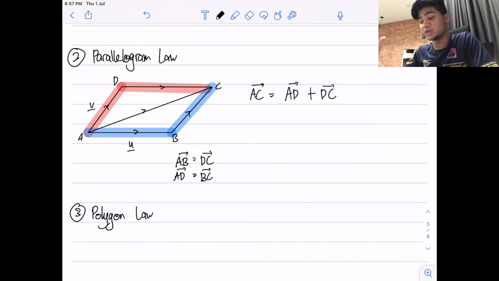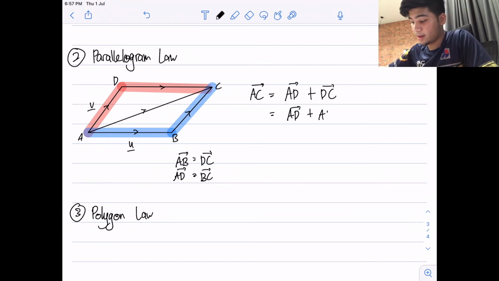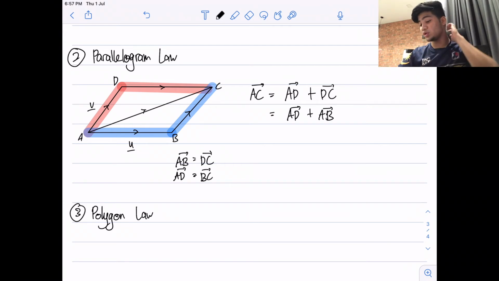So it doesn't matter which one you choose. I could just say AC also equals vector AD plus vector AB because we already know the parallelogram law. You don't actually have to state this during exams, but just knowing it will make your working easier. So we already know that vector AC will be equal to vector U plus vector V.